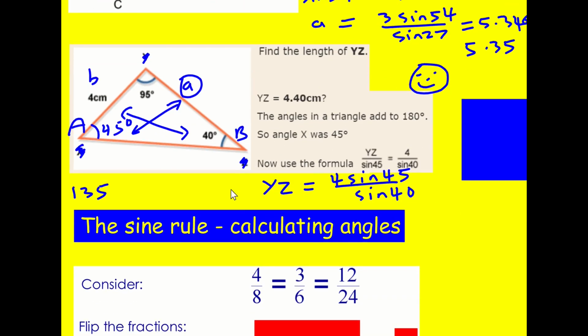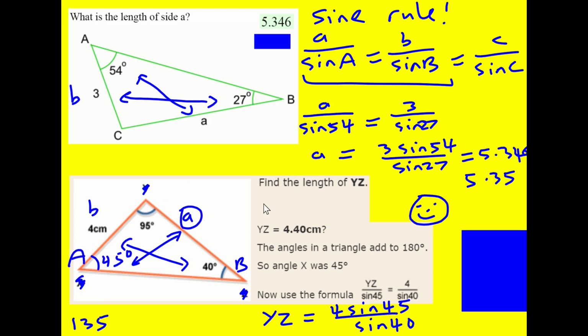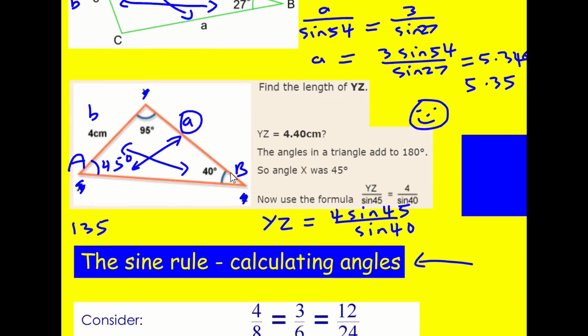Well, we're not going to stop there. What happens if we have an angle side pair and another side, but we want to work out the angle? That's what we're going to be looking at today. But we're going to need to do a little bit before that, because at the moment the formula is not that useful for finding angles because it's on the denominator. So let's take a look.